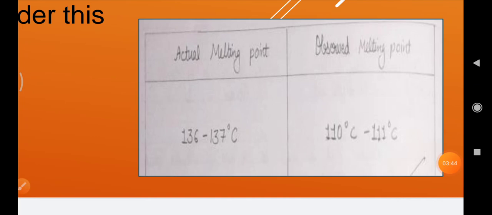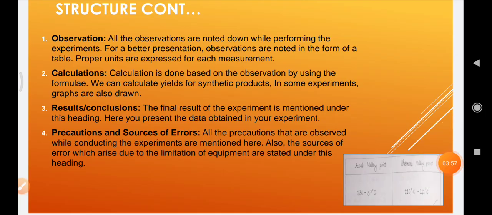For example, this is a table which is used to show the melting point after synthesis, which includes the actual melting point and the observed melting point. The next heading is calculations. Calculation is done based on the observation by using the formula. We can calculate yields for the synthetic products. In some experiments, graphs are also drawn.